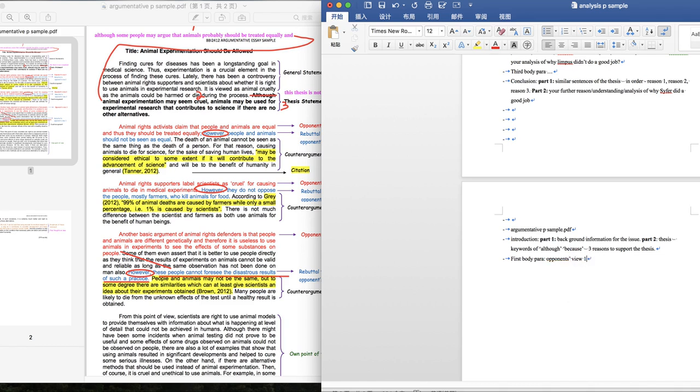Opponent's view 1, and then your rebuttal. To the opponents, right? And then evidence, and then quotation. Right? Same here, which is connected to the reason 1 of the thesis.